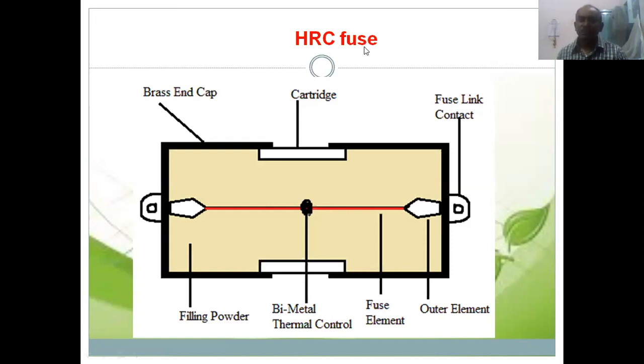High rupturing capacity fuse, what will happen? The fuse element is placed inside. You can see it already drawn in the drawing of the HRC fuse. These are the end caps, made up of lead or copper. These are the fuse links, and this is the outer element. The inside is filled with chalk powder or something similar. Here some bimetallic thermal control is provided, and this is known as the fuse element, a low melting fuse element.